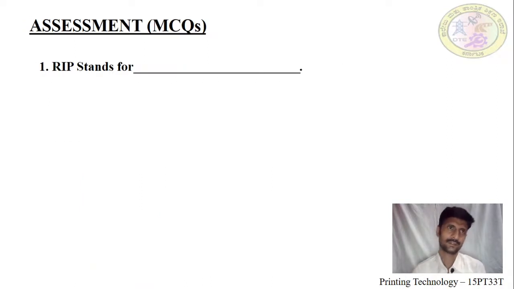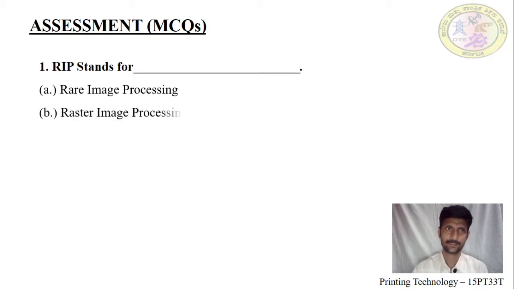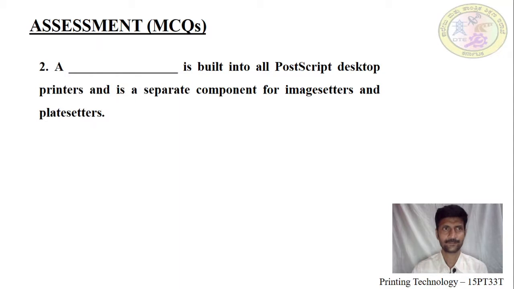Now we will discuss the MCQ questions. RIP stands for what full form? It acts as an interpreter between the computer and the output device. It converts any created images into a bitmap format. Is it called rarer image processing, raster image processing, ray image processing, or none of the above?